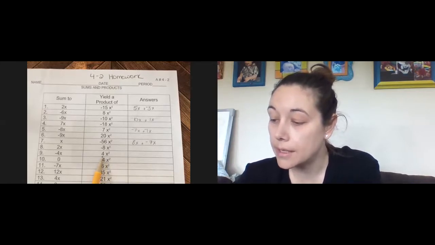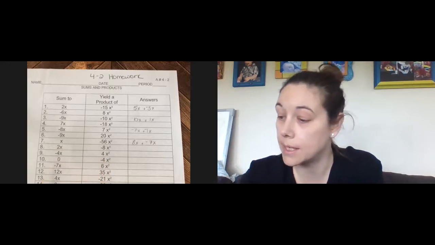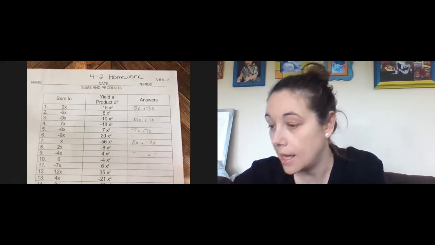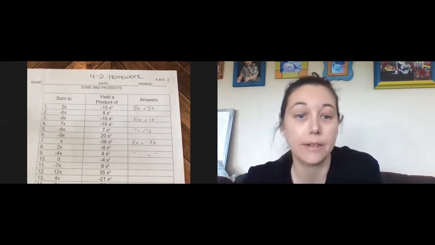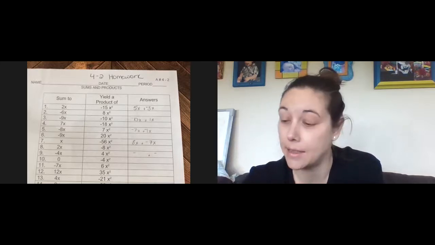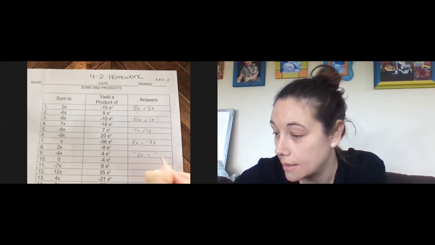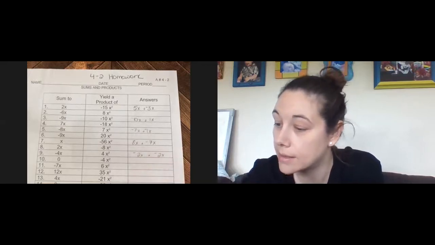Positive, yield a product of positive 4x squared. When we add them, they need to sum to negative 4x. So that's a dead giveaway that we're going to be doing a negative and a negative. And some factors of 4x squared that when added together give us negative 4x? Well, that's negative 2x and negative 2x.